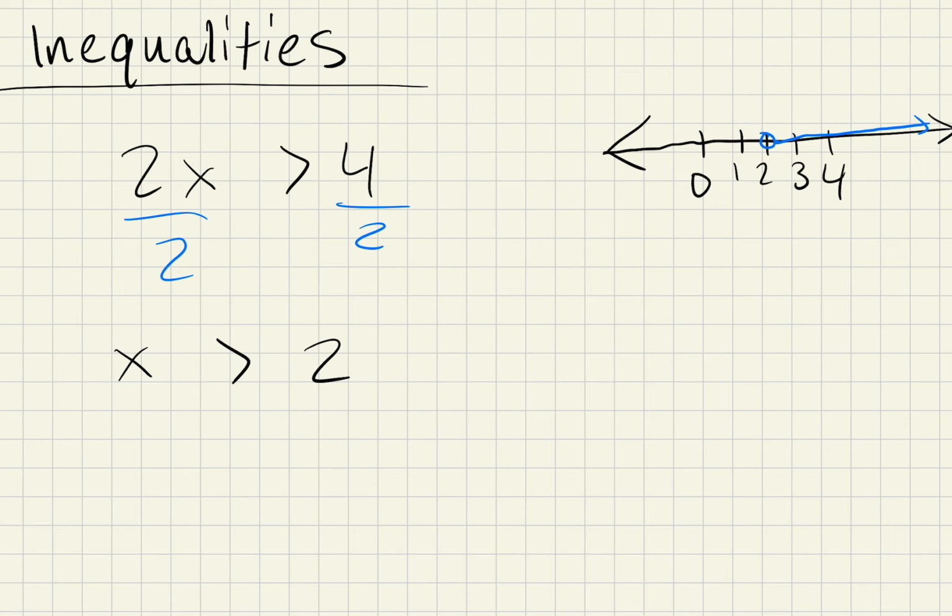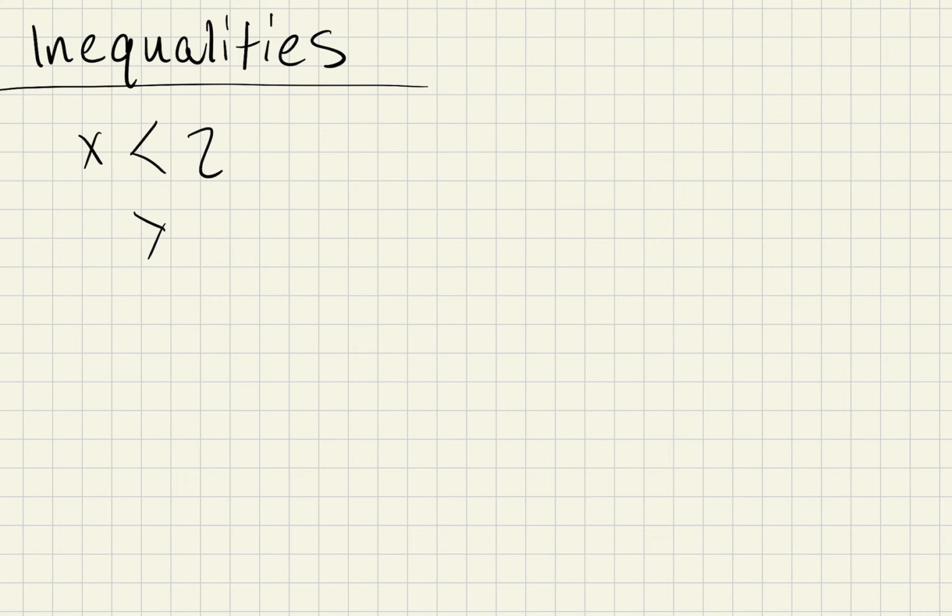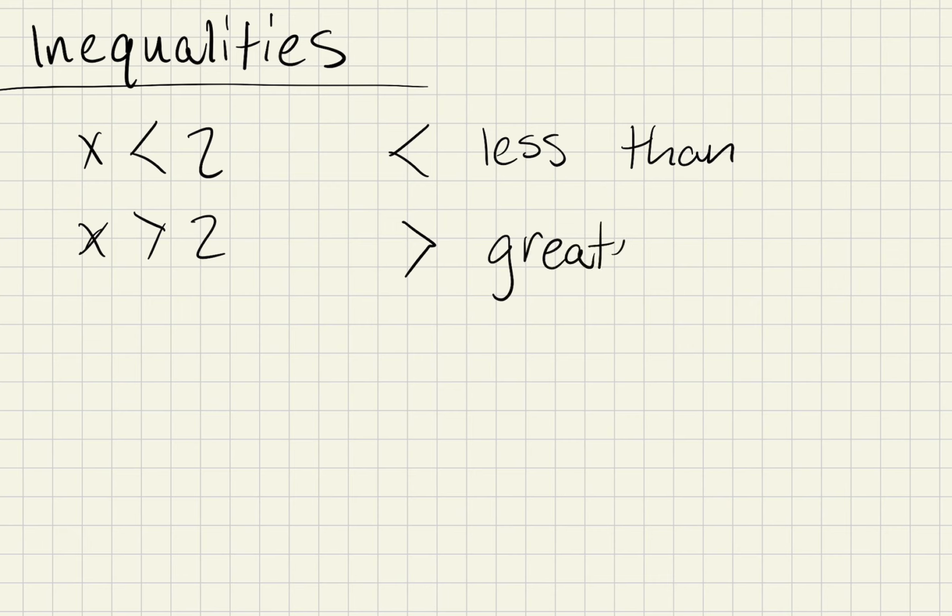So what happens now if we flip this just a little bit? So we're going to introduce 2 more signs. And first, let's go ahead and actually name these. So we have these 2 signs, and you always read from left to right. So here we would say x is smaller than 2, or less than. So this is our less than symbol. Here we would say x is larger than 2. So this is our greater than symbol.